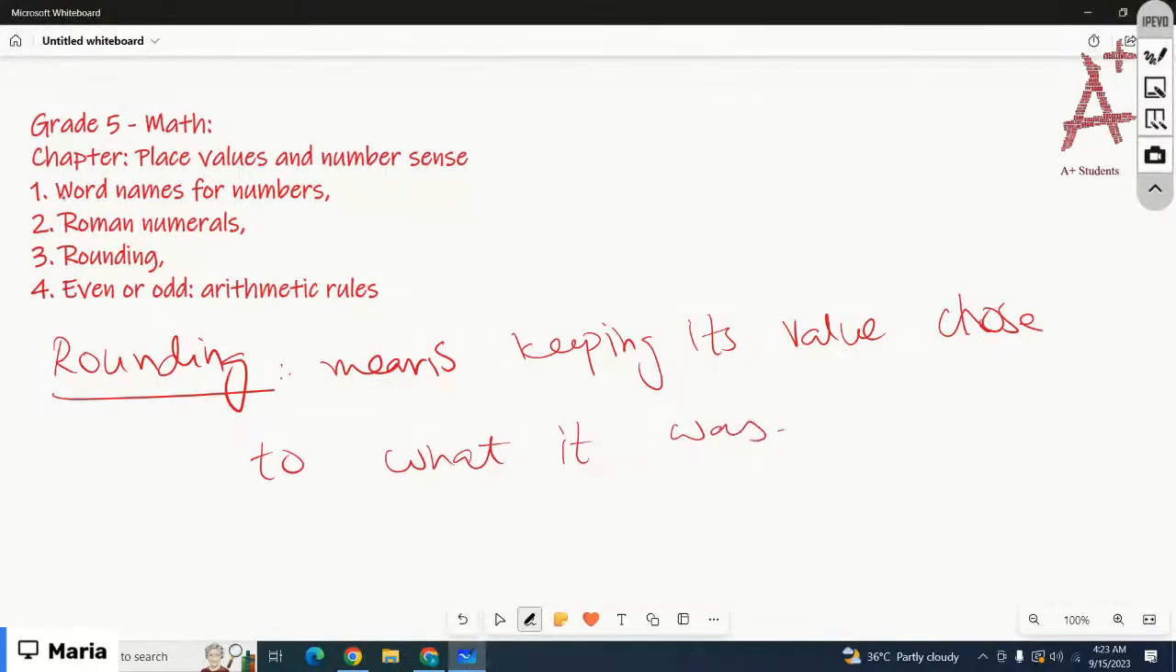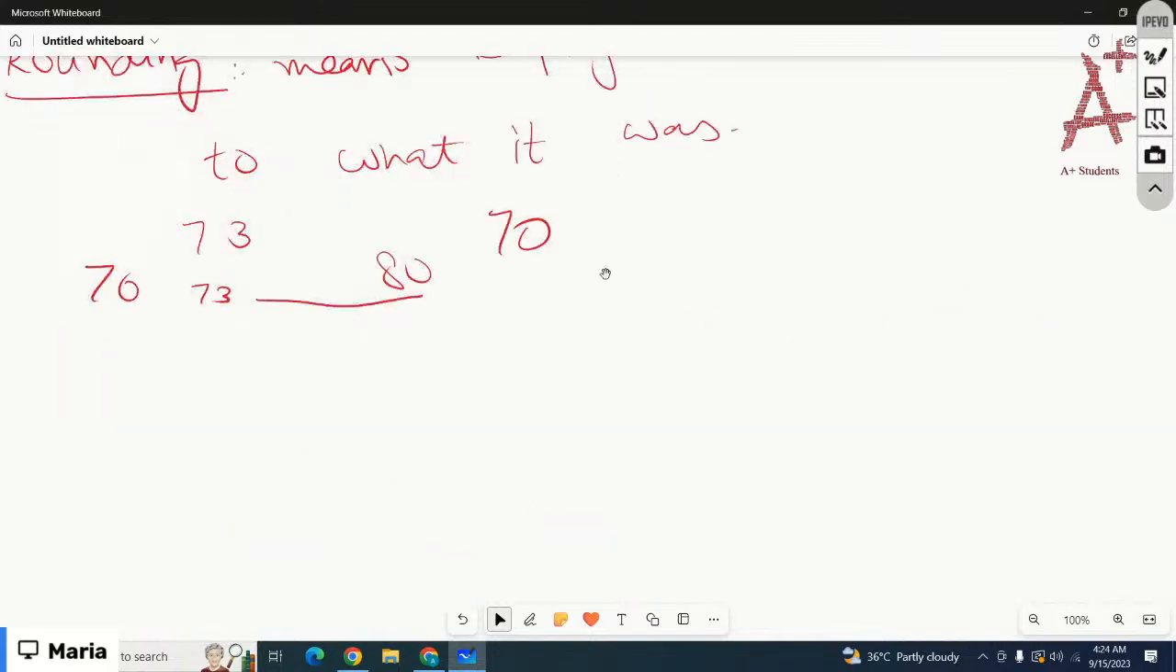For example, you are given an example. You have to write 73 to the nearest 10, right? So 73 is between two tens, 70 and 80. But 73 is just three numbers away from 70, and seven numbers away from 80, right? That means 73 is far from 80, but near to 70. So you can round off 73 to 70, right?